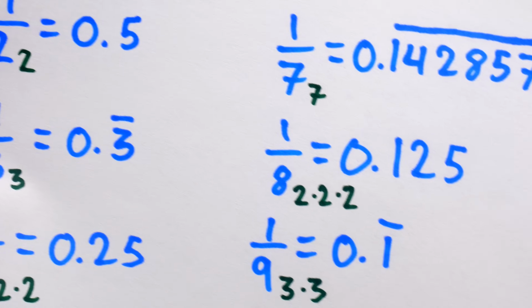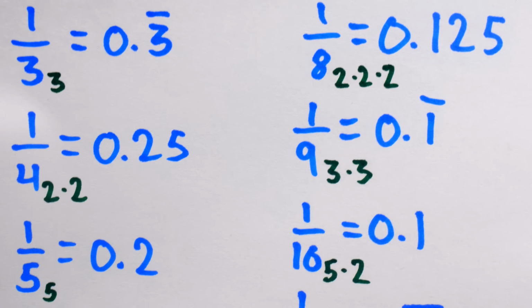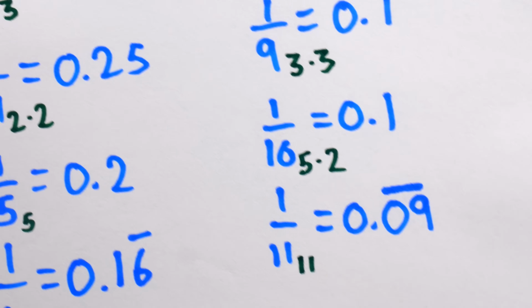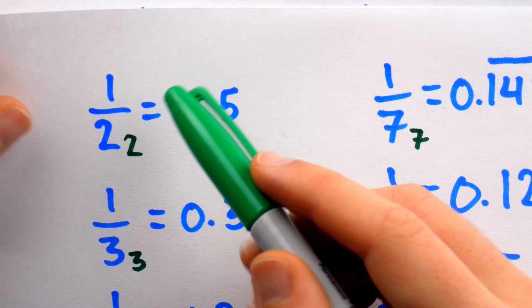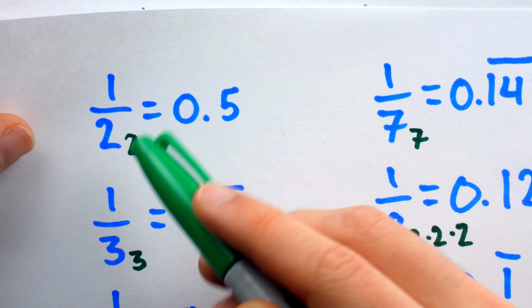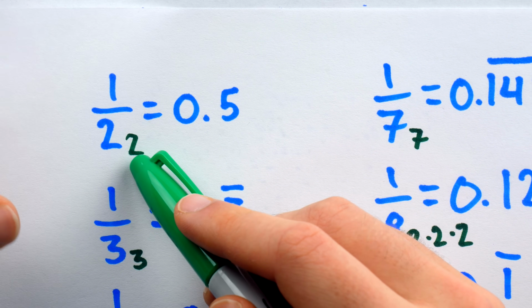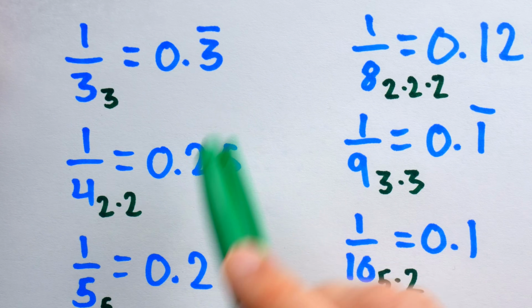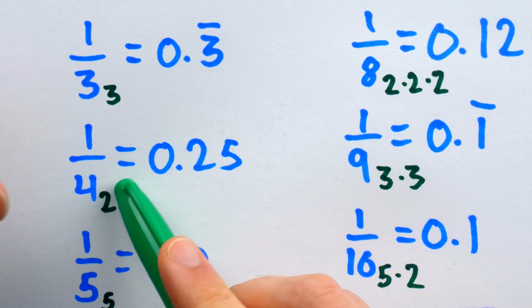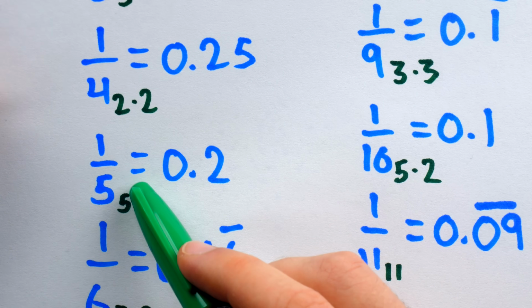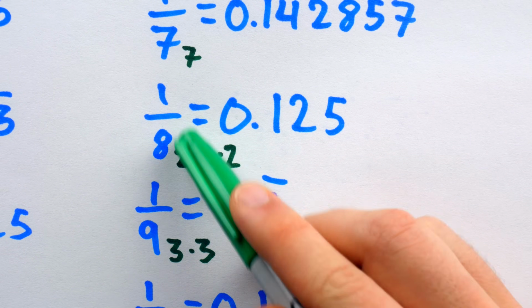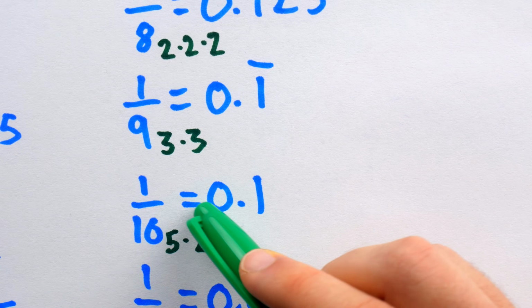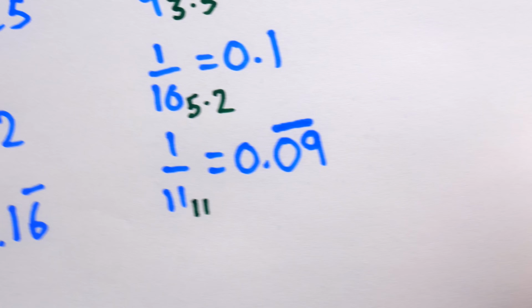All right, now see if you can spot the pattern. What do the fractions with terminating decimal expansions have in common? Let's look at the prime factorizations. 1/2 terminates, and the prime factorization in the denominator is 2. 1/4 terminates. The prime factorization, 2 times 2. 1/5 terminates. It has 5 as the prime factorization. 1/8 terminates. Prime factorization, 2 times 2 times 2. 1/10 terminates. 5 times 2. And that's all we see here.